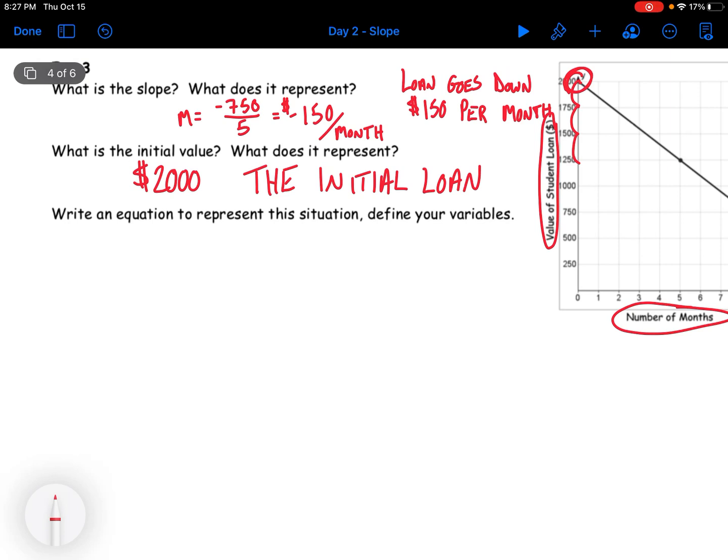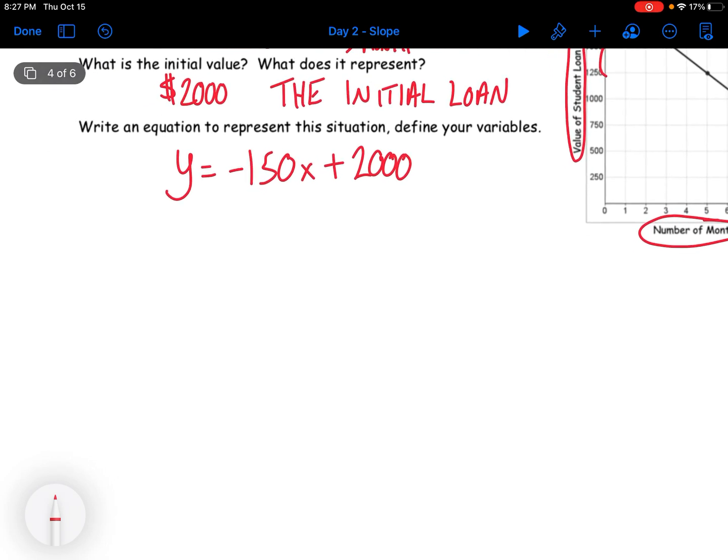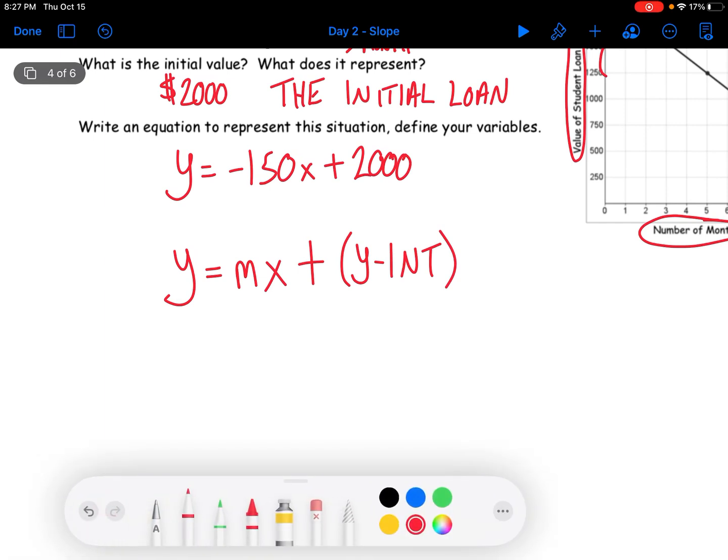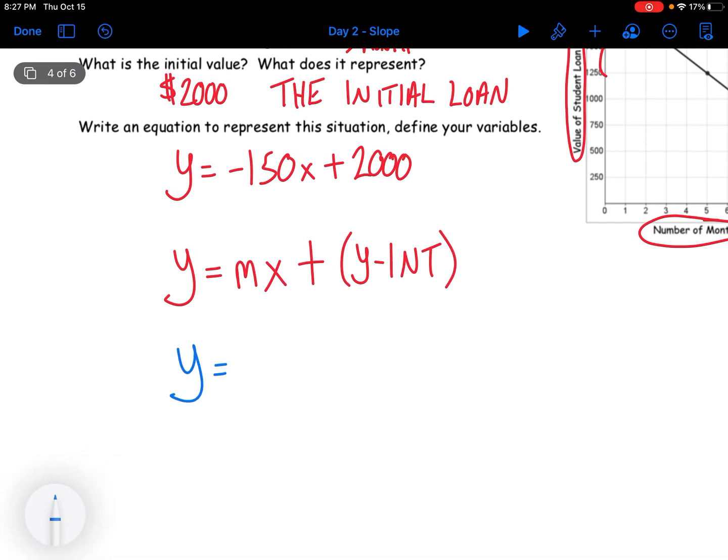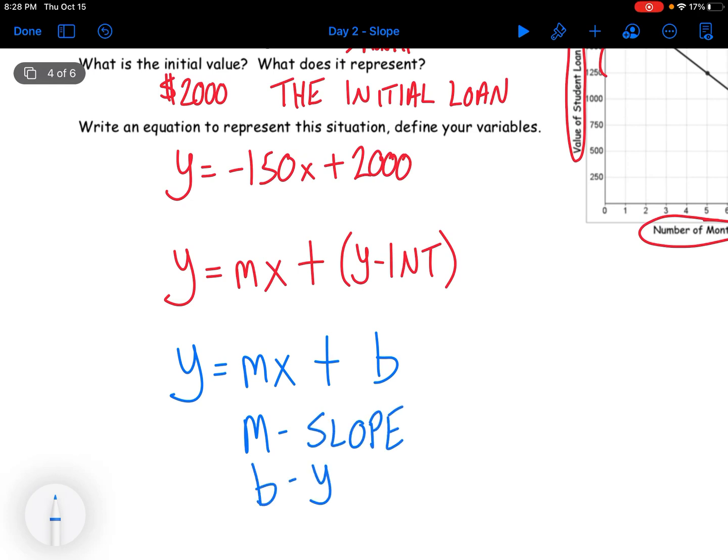Now, if I write an equation for this, well, my constant of variation, or my rate of change, is negative 150. We've got y equals, because we know we've got a y value. And then we just have to put our initial value, because we're doing negative 150 plus the 2,000 we started with. So what we should start noticing, and every equation is going to be like this, is our equations are actually y equals m, our slope, times x, plus our y-intercept. Now we call our equation this: y equals mx plus b, where m is your slope and b is your y-intercept.